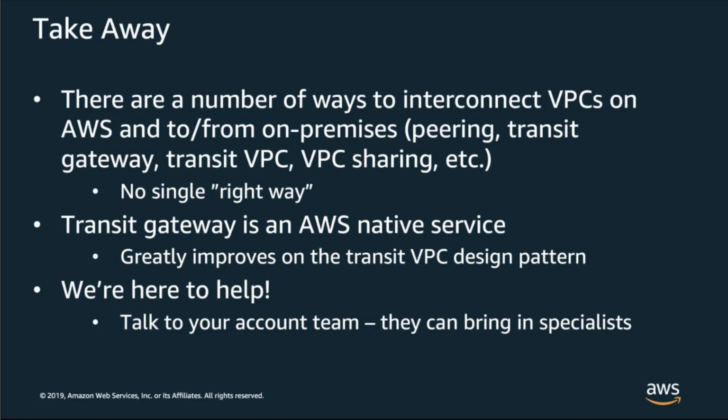So if you don't need inline inspection and you have 2 VPCs, that looks different than if you want inline inspection and you have 1,000 VPCs. So certainly think through that and your requirements. Transit Gateway is a native AWS service, so it's highly available and scalable and managed by AWS. So this greatly improves on the Transit VPC design pattern, and we've taken a lot of the pain points and the technical debt associated with that and made it a native service. So certainly consider leveraging that.